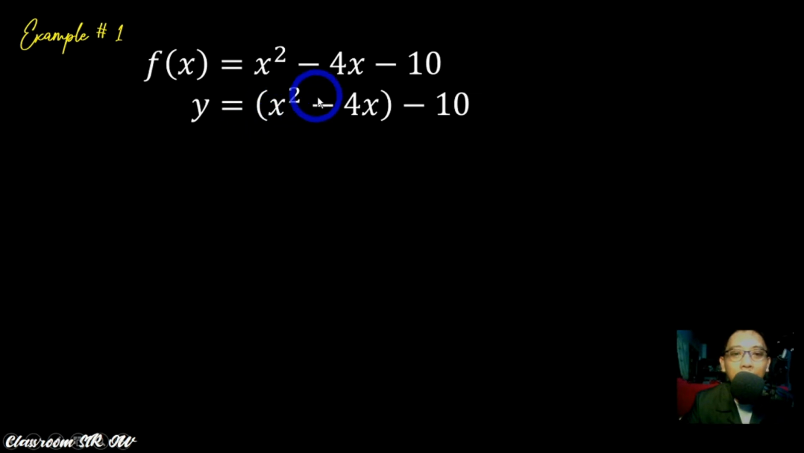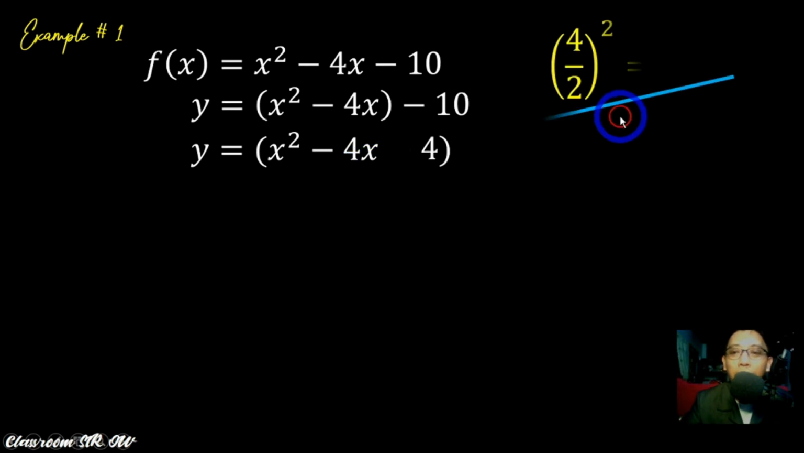So if you notice, we grouped already the terms with variables. After this, we will try to complete the trinomial into a perfect square. But the question is, how do we complete this trinomial into a perfect square? What you're going to do is get the coefficient of the linear term, which is 4, divided by 2 always, and raised to the power of 2. 4 divided by 2 is of course 2, raised to the power of 2 is equal to 4.